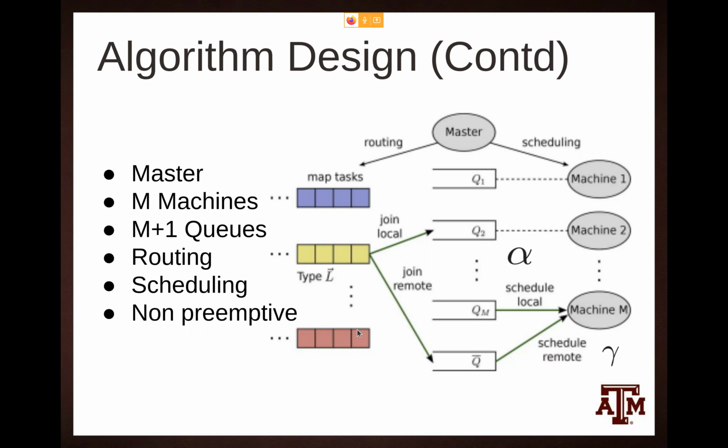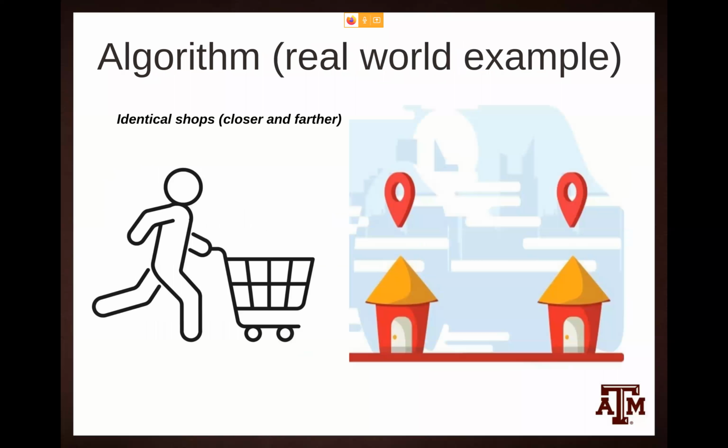So let's get into the algorithm. As Yuncheng mentioned, the algorithm is performed in two parts: routing and scheduling. So first we'll look at the routing, and then we'll get into the scheduling. Before we look into the routing, let's take a real world example.